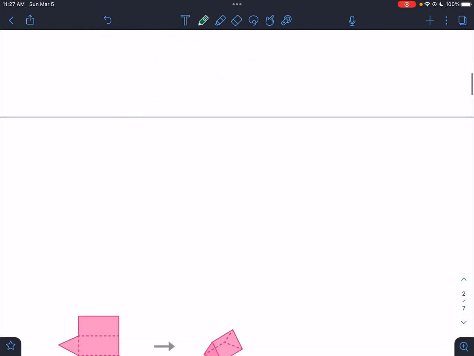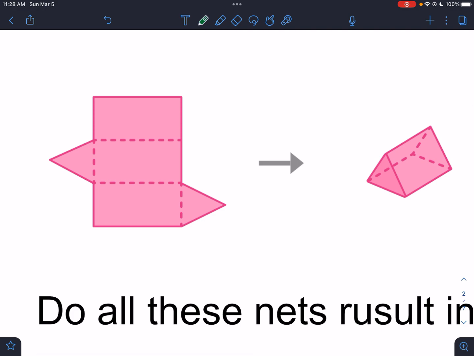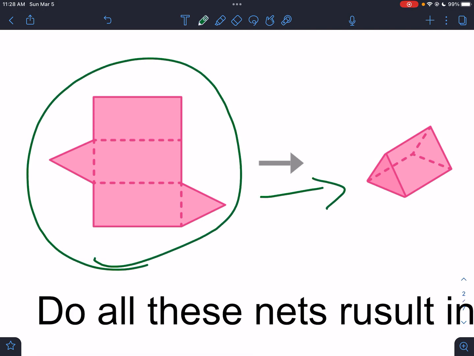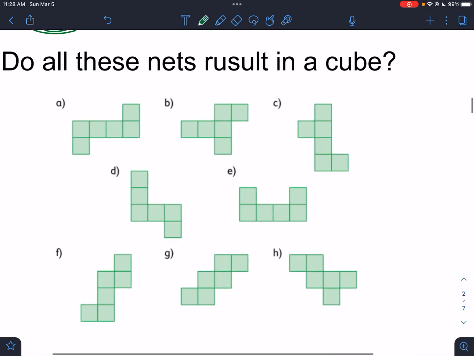We're going to talk more about the formulas now. We're going to talk about nets. Like, can you picture this shape folding into this one? It's not something I'm really going to teach you on the video here, but I'm going to give you a second. It'd be awesome if you went ahead and paused the video and asked yourself which one of these would fold into a cube.